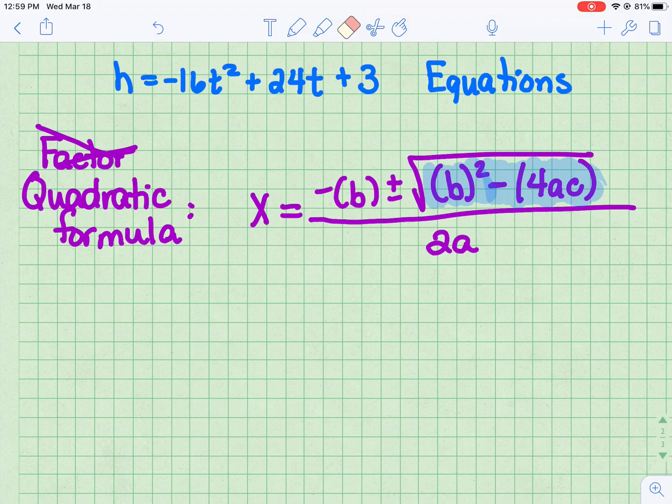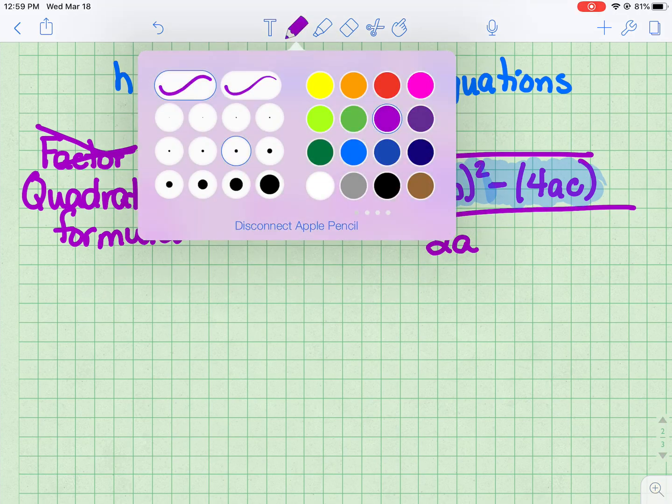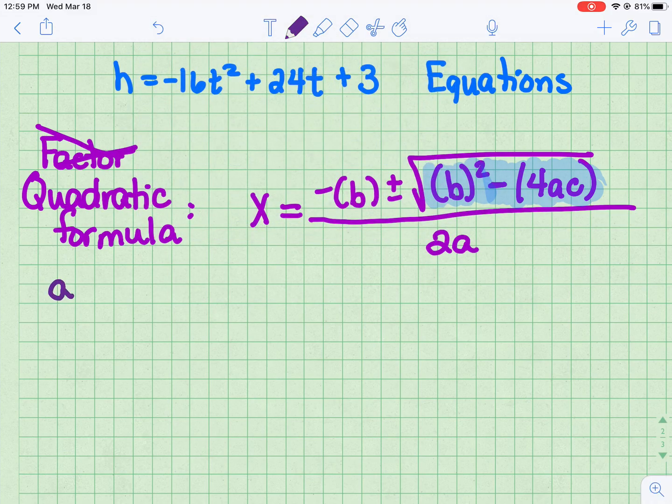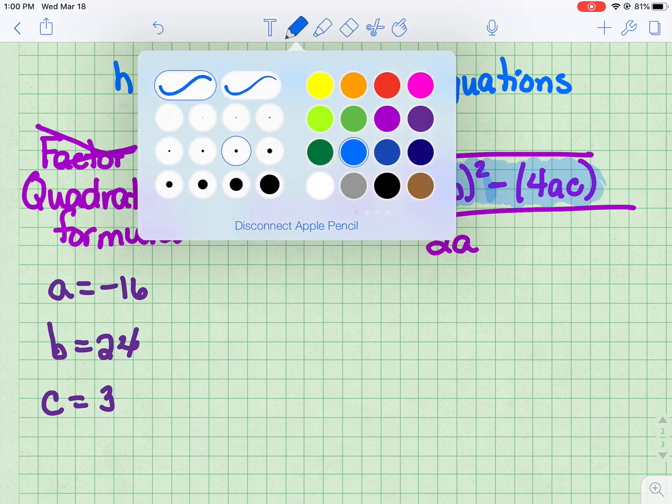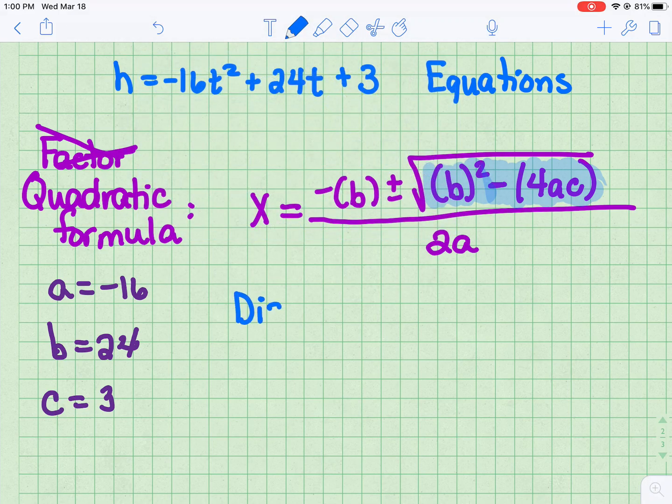But before I do that, let's do our A, B, and C. You should all be really good at this, but I still have a few of you that keep wanting to put the t on there. A is negative 16. B is 24. And C is 3. Okay? So let's deal with our discriminant first so we know how many solutions we're looking for here. So this is where we kind of have moved into the math world. We're still talking about a volleyball in the air, but we have to use the math to talk about the rest of this problem and to know how to set up our graph.